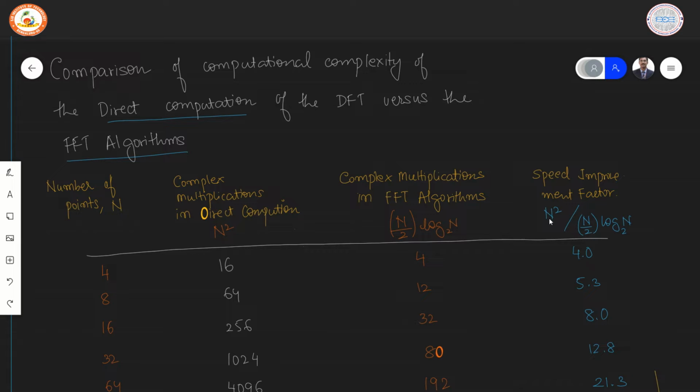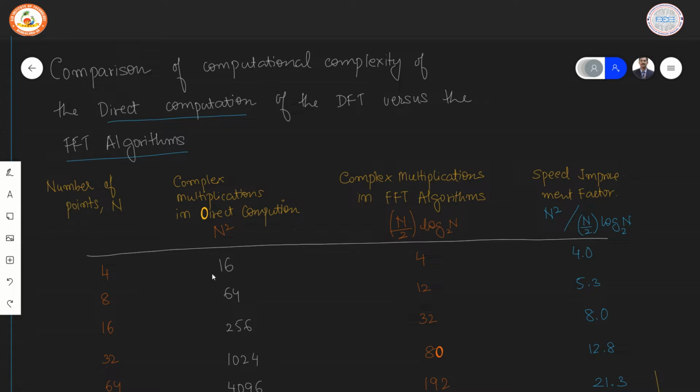So in the numerator we have N square divided by N by 2 times log N to the base 2. Now, speed improvement factor for DFTs, we are using only the comparison of the complex multiplications due to the primary reason that multiplication is a more complex operation in comparison to addition. Additions are relatively easy to perform, whereas the more time consuming operations are complex multiplications. That's why we are comparing the two and determining the speed improvement factor.